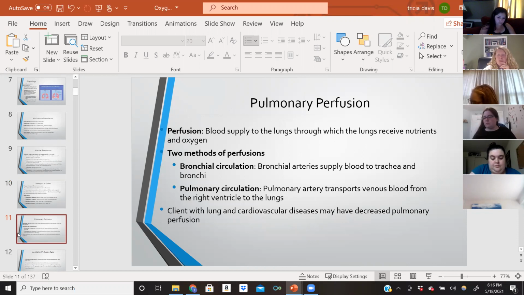Pulmonary perfusion. So our perfusion is the blood supply to the lungs through which our lungs are going to receive nutrients and oxygen. We have two methods of perfusion: bronchial circulation and pulmonary circulation. Bronchial circulation is the bronchial arteries, which supply blood to the trachea and our bronchi. Our pulmonary circulation is going to be our pulmonary artery transporting that venous blood from the right ventricle into the lungs. Clients with lung and cardiovascular diseases probably will have decreased pulmonary perfusion.